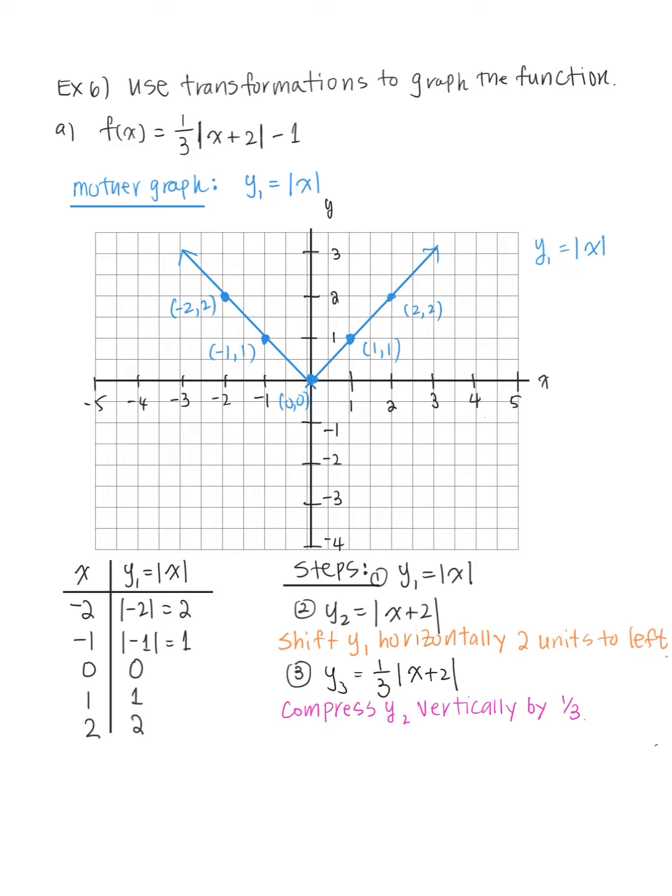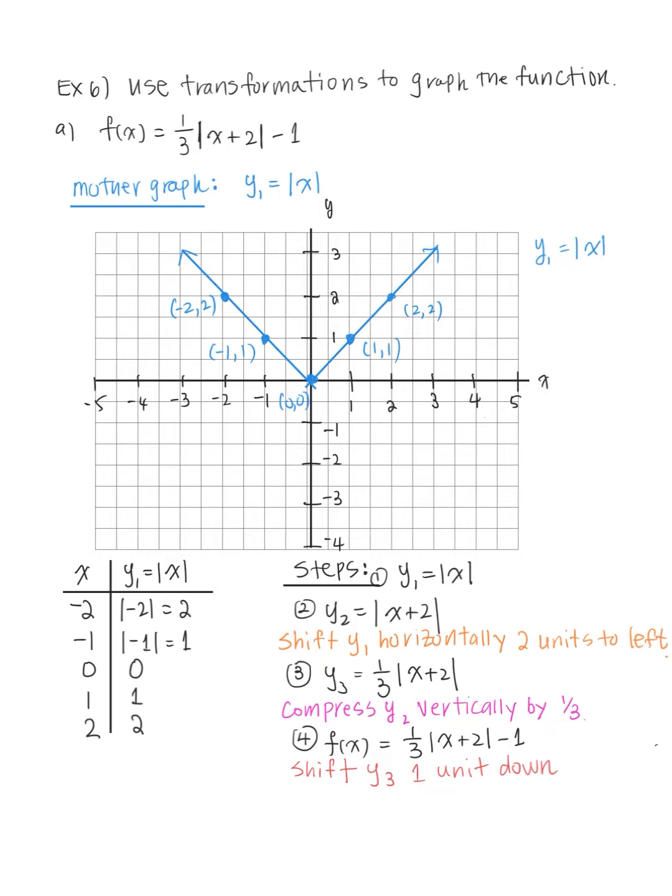And then finally, step 4, we got ourselves the f of x. So our f of x is going to be 1/3 times absolute of x plus 2 and then minus 1. So what do we need to do to the graph of y sub 3? Yes, we need to shift 1 unit downward. So let's write that out. So here we're going to have to shift y3 1 unit downward. All right, now I think we're ready to do this.